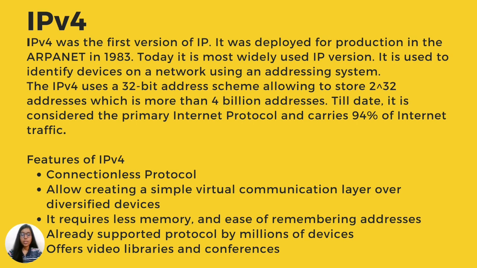Now that we have learned to know the IP address versions of our machine, we need to know a little more about IP versions, IPv4, IPv6 and the difference in them. So starting with IPv4, it was the first version of Internet Protocol. It was deployed for production in ARPANET in 1983. Today, it is the most widely used IP version. It is used to identify devices on network using an addressing system. IPv4 uses 32-bit address scheme allowing to store 2 to the power 32 addresses, which is more than 4 billion addresses. Till date, it is considered the primary Internet protocol and carries 95% of the Internet traffic.